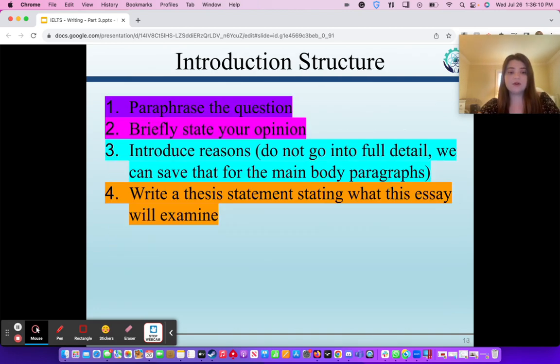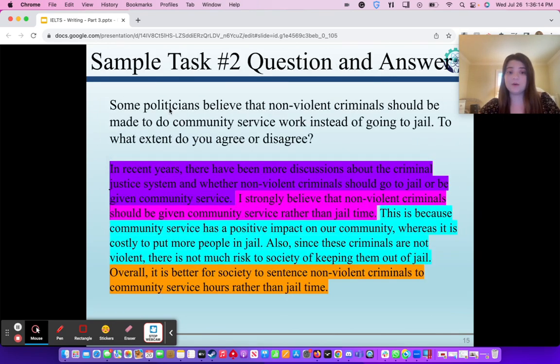So let's start with the first one, which is the purple. It's paraphrase the question, right? So the question itself was that some politicians believe that nonviolent criminals should be made to do community service work instead of going to jail. And I paraphrase that as: in recent years, there have been more discussions about the criminal justice system and whether nonviolent criminals should go to jail or be given community service. All right, so there we go. I did word it differently, but I essentially said kind of the same thing as above.